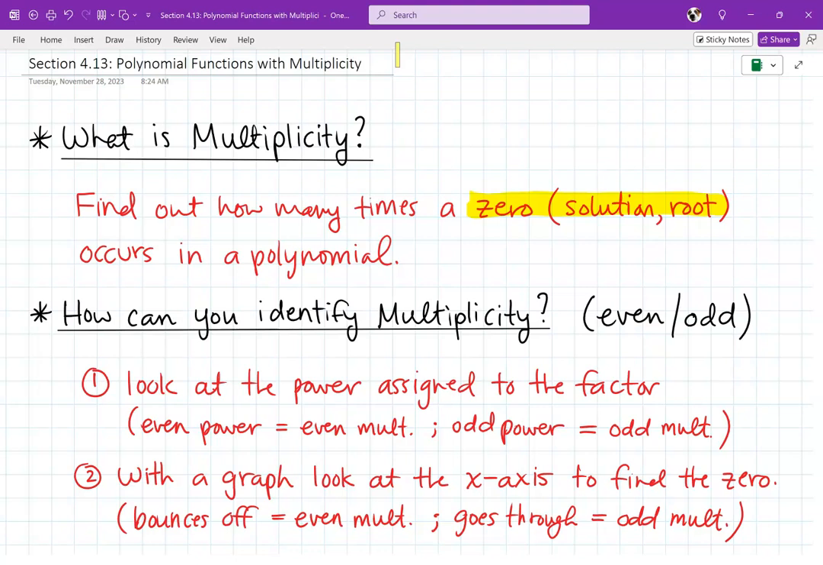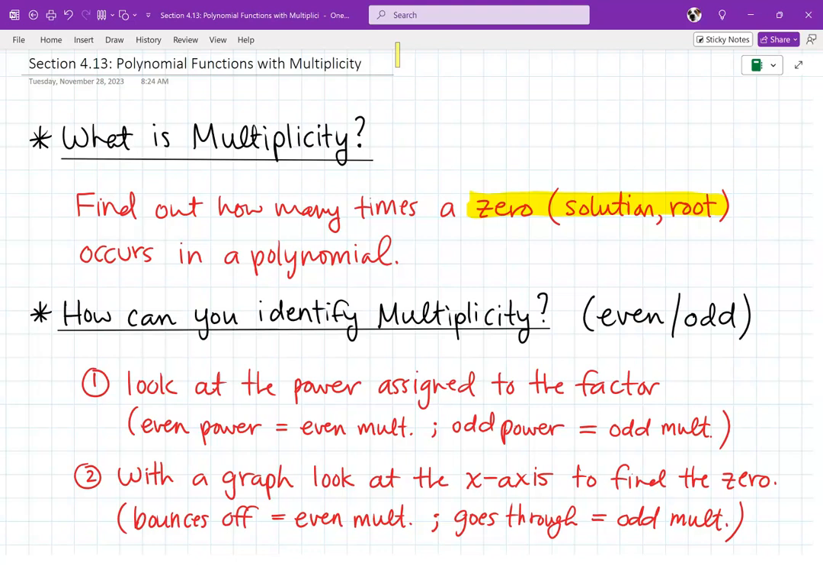If at the place where it crosses, the graph goes through the x-axis, then we say it has an odd multiplicity. If it bounces off, so it goes down, hits the x-axis, and goes back up, then we say it has even multiplicity. Again, this might not make much sense right now, but as we start doing the examples, I think it'll make a lot more sense.